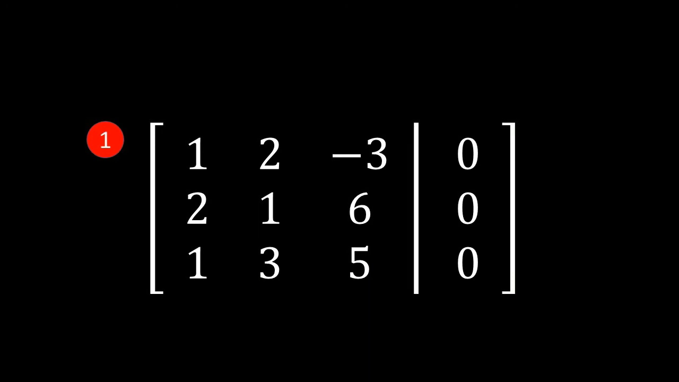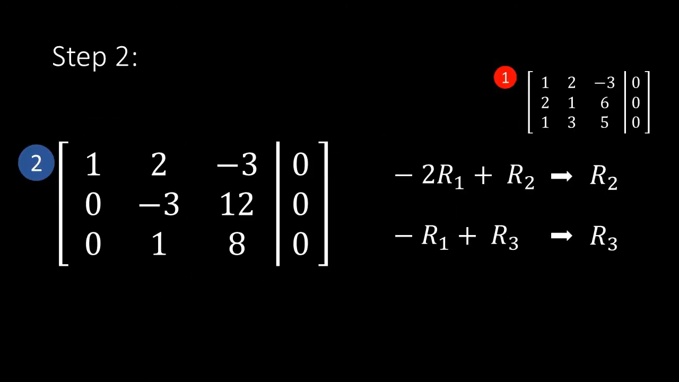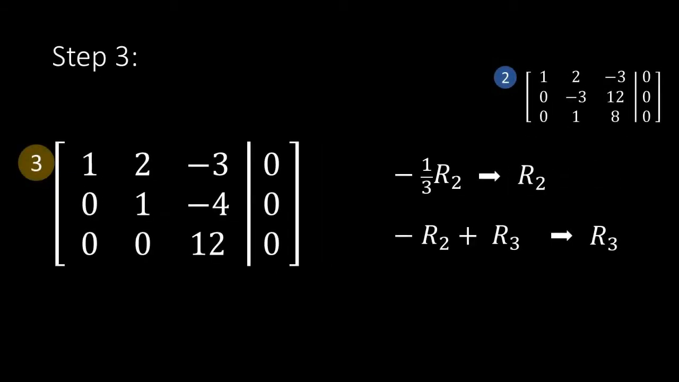Let us copy row 1. Then multiply -2 to row 1 and add row 2 to become our new row 2. Next, we multiply -1 to row 1 and add row 3 to become our new row 3. Next, we copy the first row. Multiply row 2 with -1/3 to be our new row 2. Multiply -1 to row 2 and add row 3 to become our new row 3.